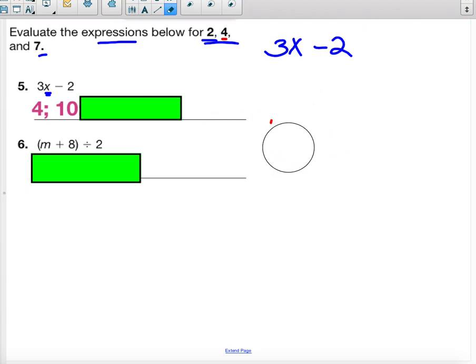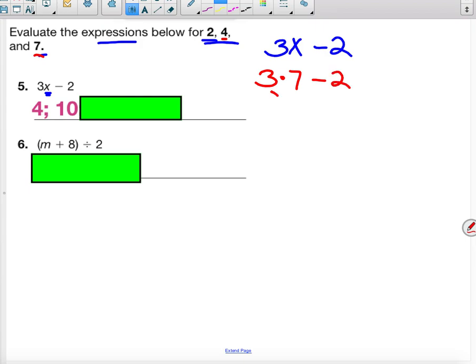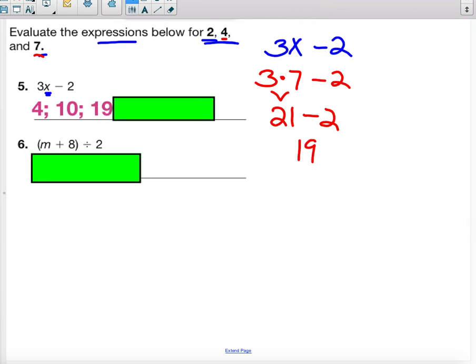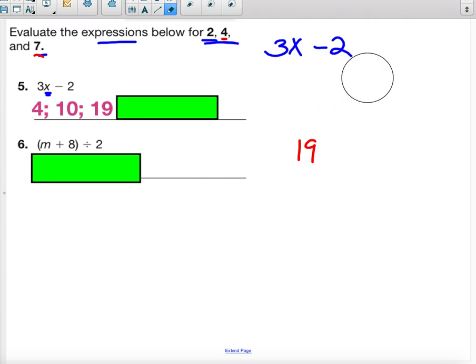And then the last one for number 5, we'd want to substitute the variable for the value of 7. This might get a little trickier. 3 times 7 minus 2. 3 times 7 is 21. 21 minus 2 is 19. And there's your answers.